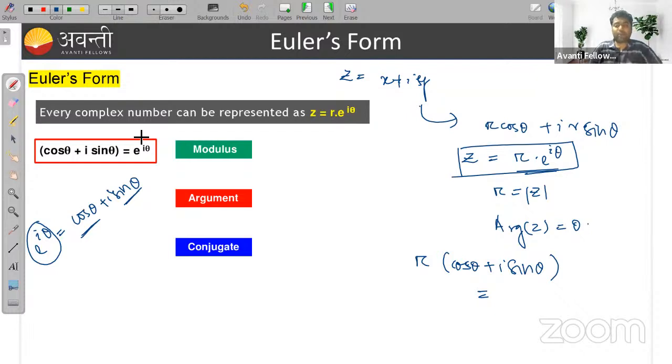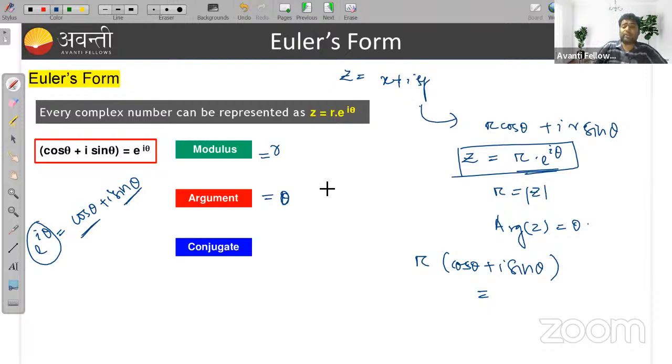Clear? So what is the modulus here? If the complex number is given in Euler's form, then what is the modulus of this complex number? Already I told you. You can message in the chat box. Quickly tell me, what is the modulus? r is my modulus. Yes or no? What is the argument? Theta is my argument. Simple. If any complex number is given in Euler's form, then r will be the modulus and the argument will be theta.